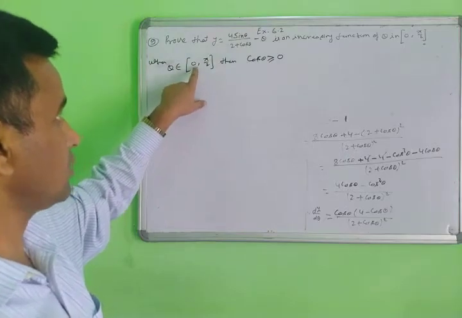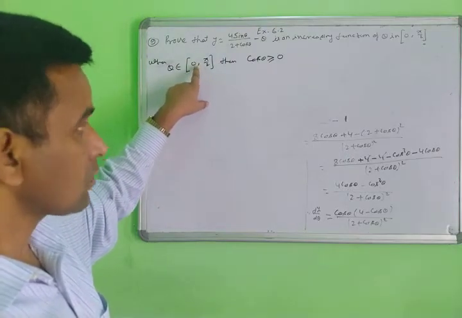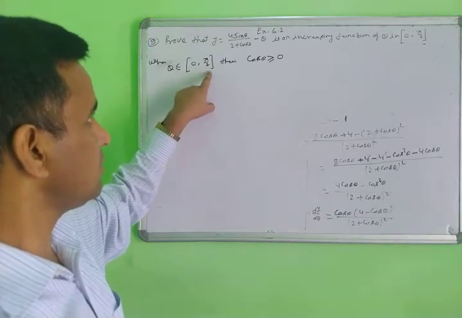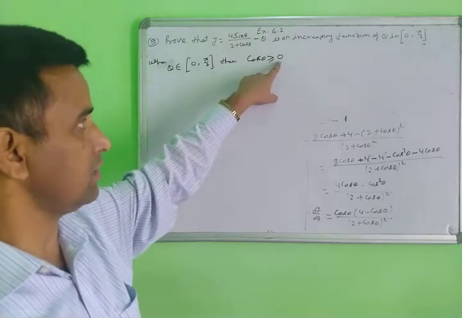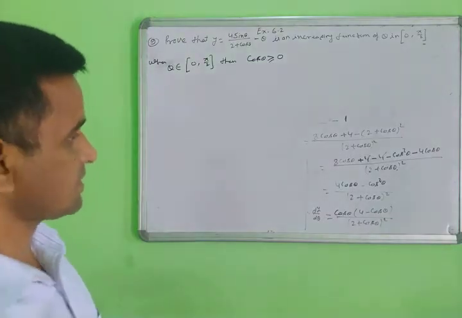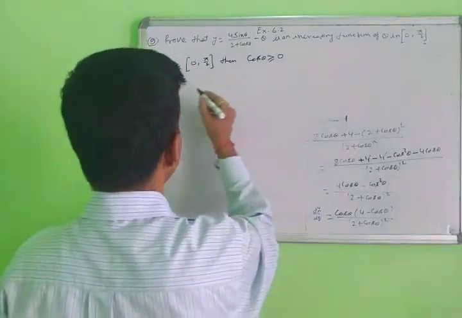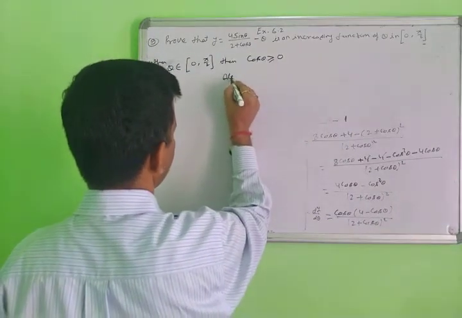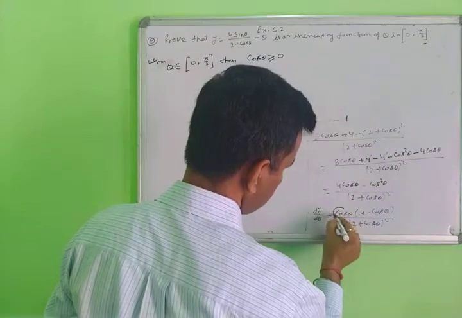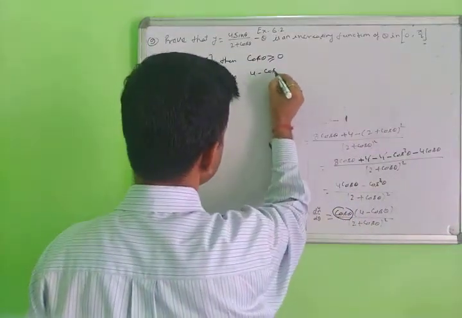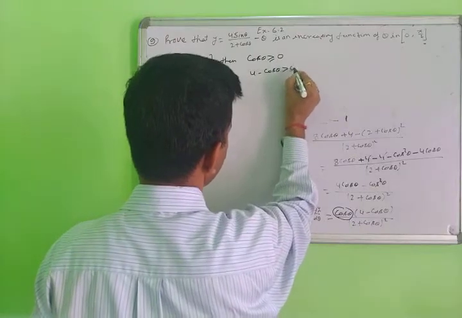Here is a closed interval: cos 0 is 1 and cos 90 is 0. The closed interval includes the ending limit, which means 0 is also included here. So cos theta is greater than or equal to 0. Next, also this part: 4 minus cos theta is also greater than 0.